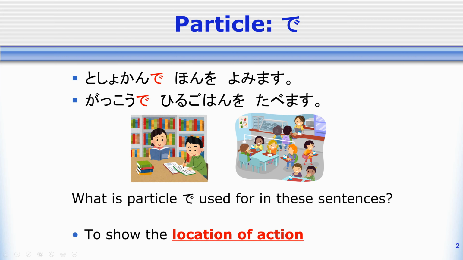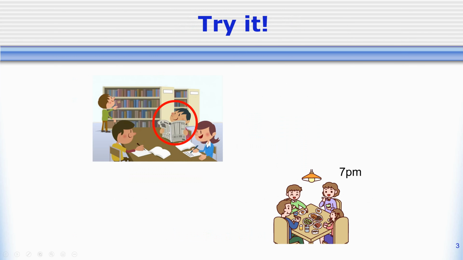The particle で is being used to show the location where we do something. So the place where we do something, we mark with the particle で. Let's try it out. So we want to put in the location with the particle で, and then the action that we're doing.